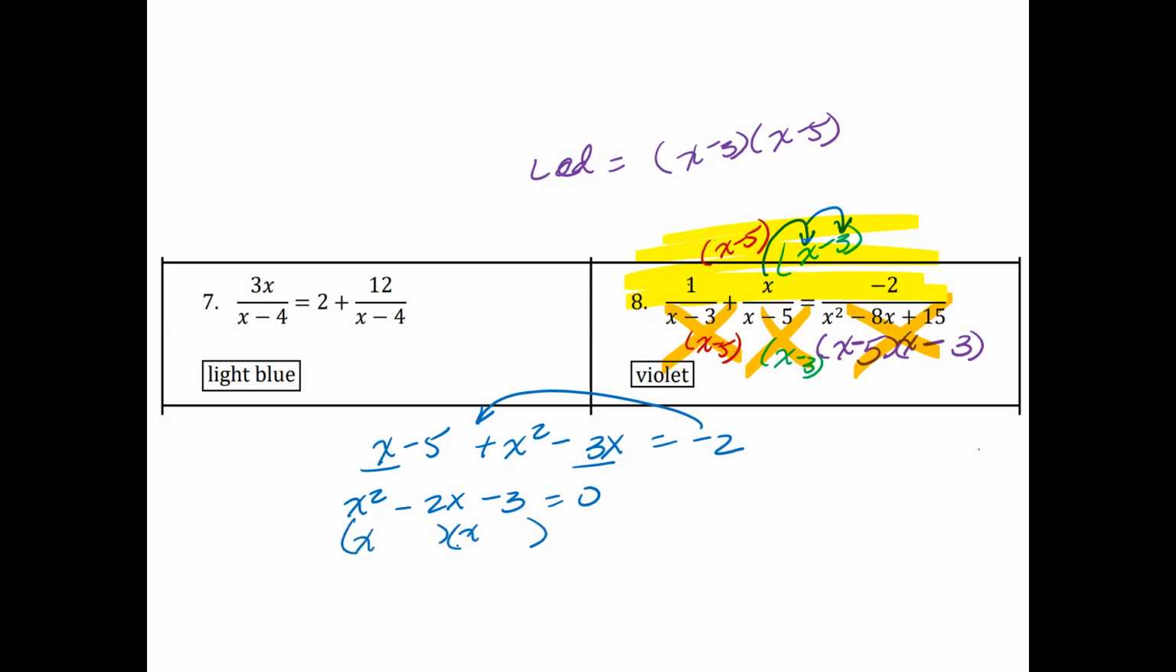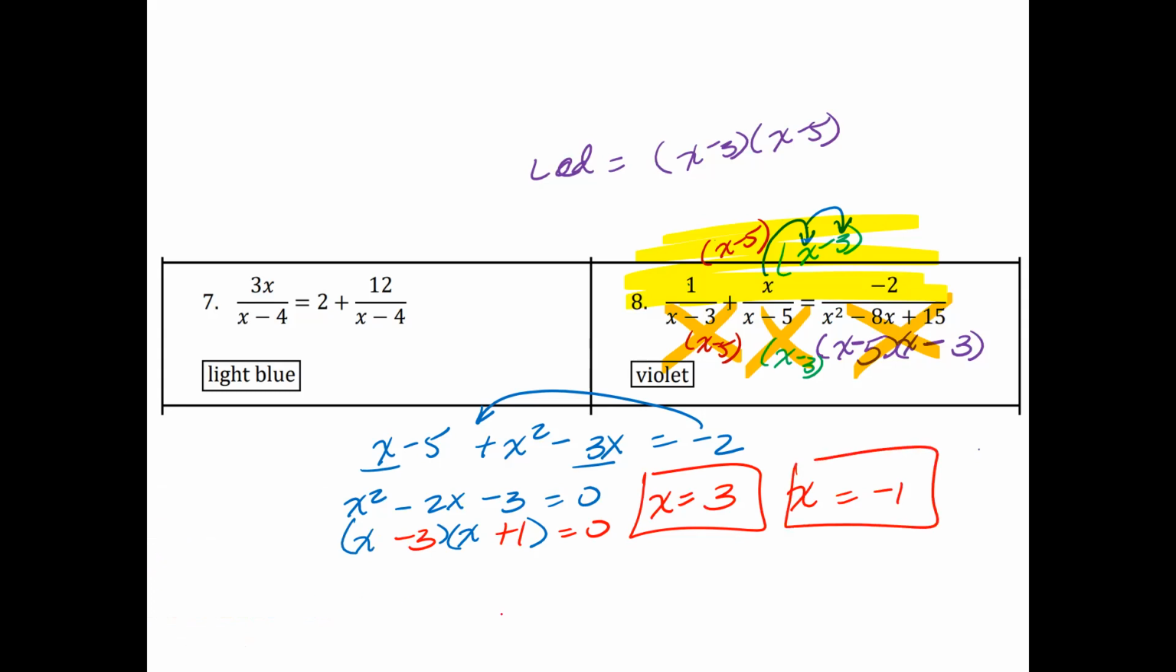Factor it out. What times what gives me a negative 3, but when I add it together, gives me a negative 2? Negative 3 and 1. So when you solve for this, x equals 3 is my first answer. x equals negative 1 is my second answer.